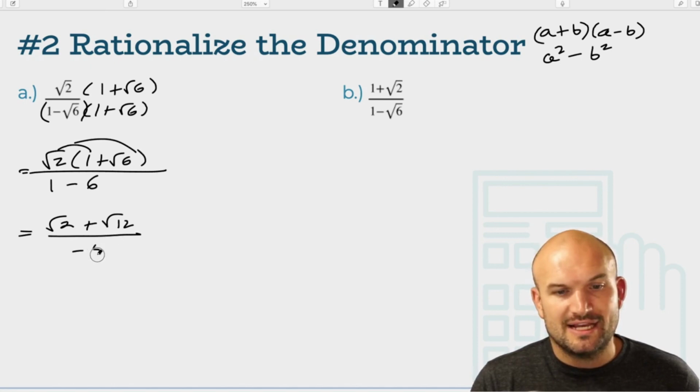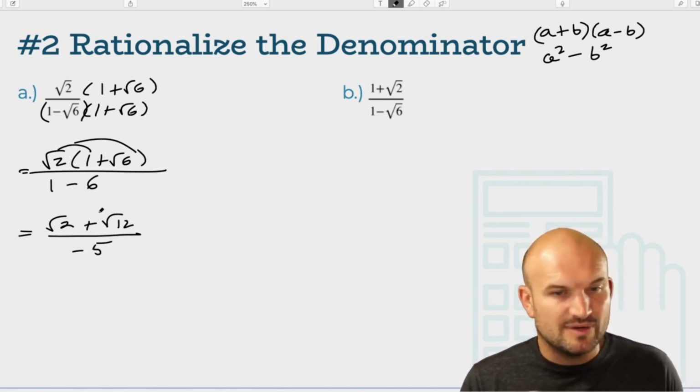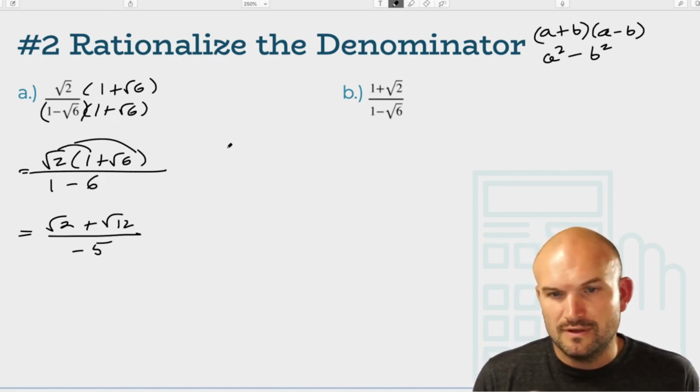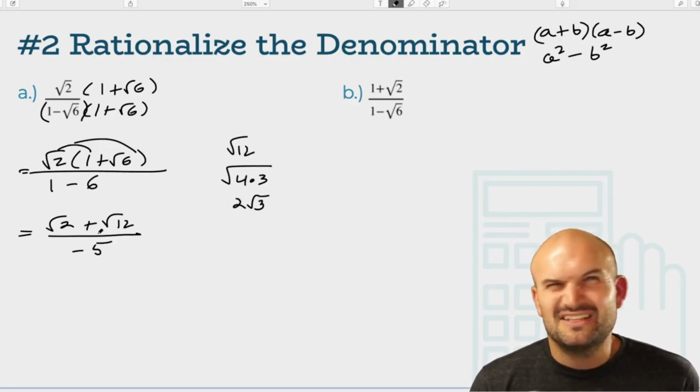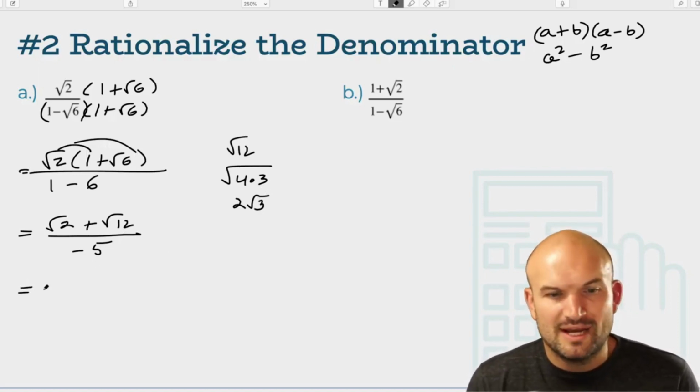And this is going to be a -5. All right, now, again, we could further simplify the square root of 12, right? The square root of 12 can be broken down into 4 times 3, which is 2 radical 3. All right, and then there's many, many different ways of rewriting this.